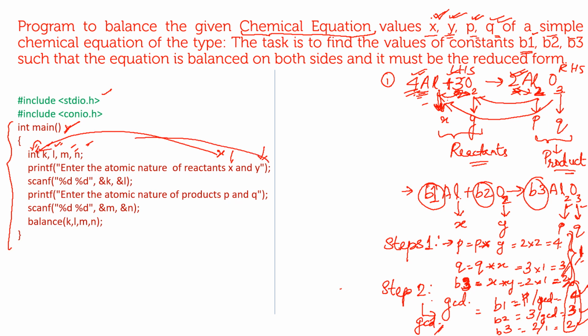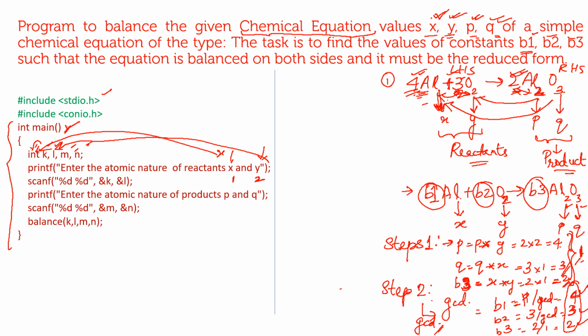Okay, don't forget this, k and l. See, enter the atomic reactance. If I take the first equation, what is your x? You are going to enter Al, aluminium, it is equal to 1, and what is your y? The value will be entered as 2, right? So where it will go and store?